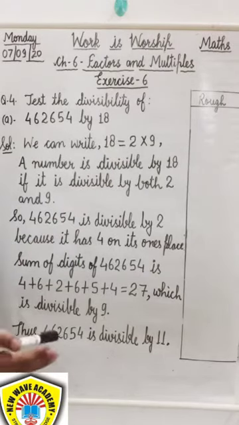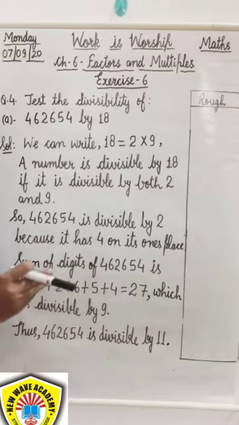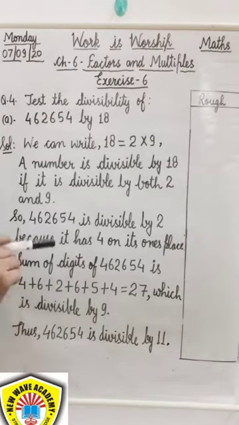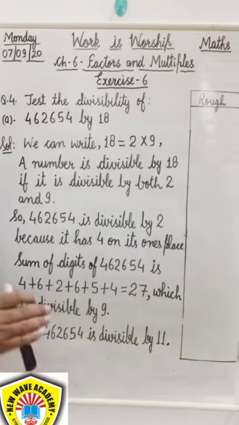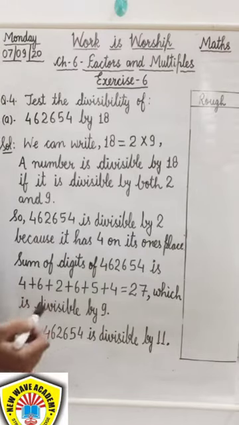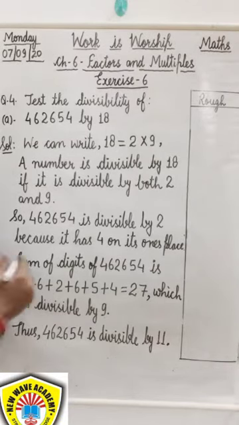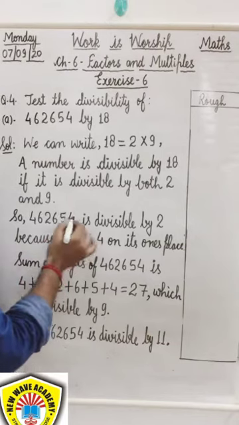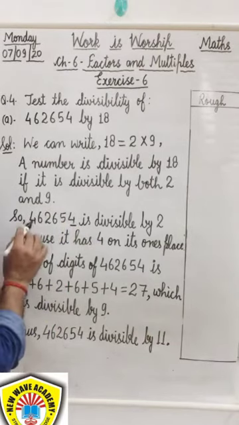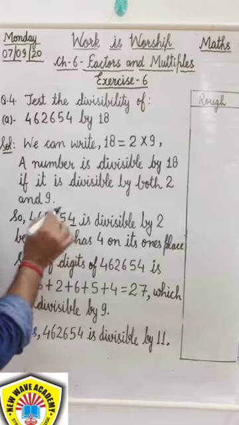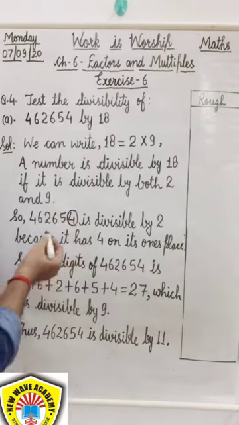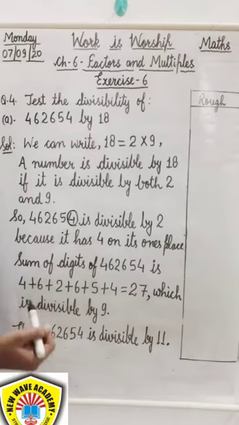ओके, सो अकॉर्डिंग टू द डिविजिबिलिटी रूल ऑफ 2, a number is divisible by 2 if it has 0, 2, 4, 6, 8 on its ones place. ओके, कोई भी नंबर 2 से तब डिविजिबल होता है जब उसकी वंस प्लेस पर 0, 2, 4, 6, 8 में से कोई नंबर होता है. तो हियर वी हैव 4 ऑन इट्स वंस प्लेस. 4,62,654 की वंस प्लेस पर क्या है, 4 है. So this number is divisible by 2. सो अकॉर्डिंग टू द रूल ये नंबर ऑलरेडी डिविजिबल होगा 2 से.